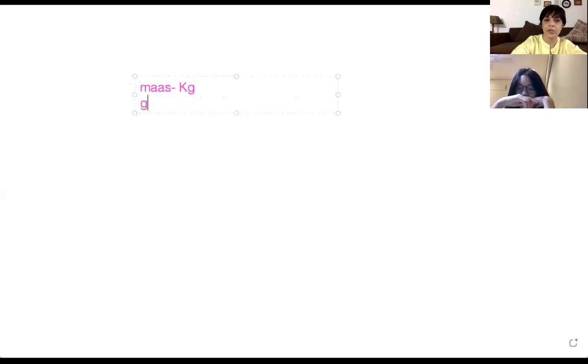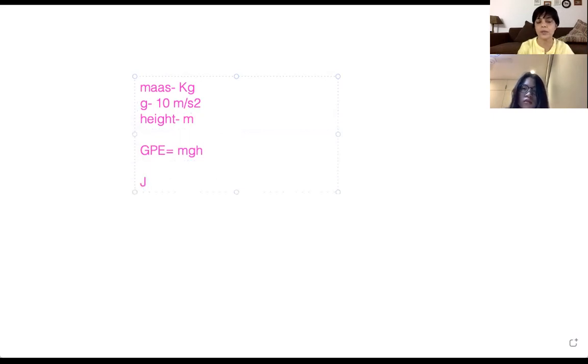Your acceleration due to gravity, you will take this as 10 meters per second square. Remember, this is per second square. Okay, and your height will always be in meters. So when you calculate GPE, which is mgh, the GPE unit will always be joules.